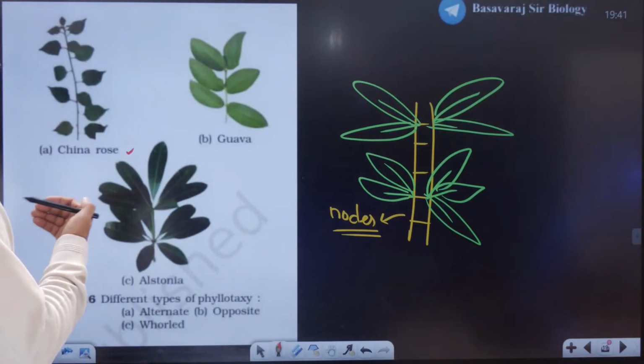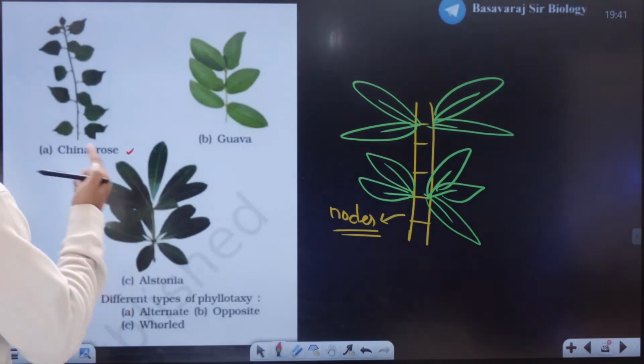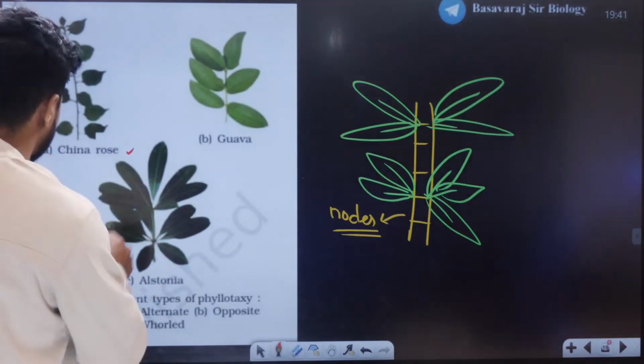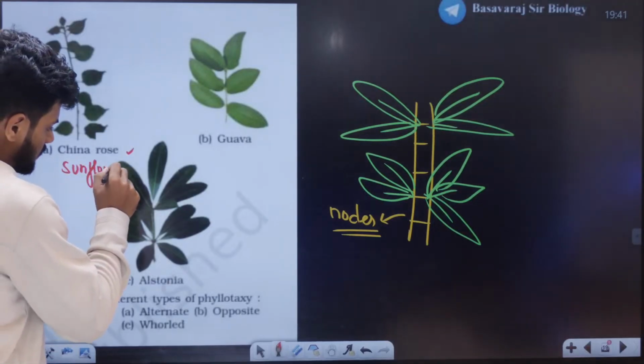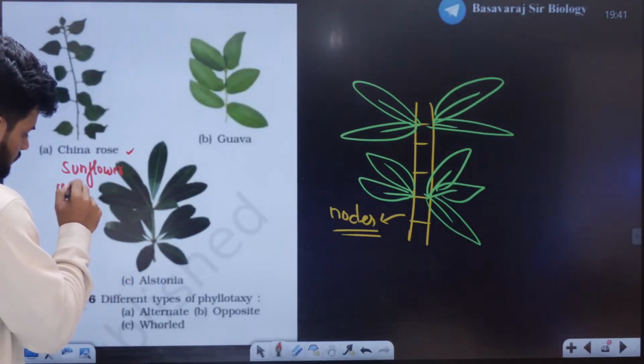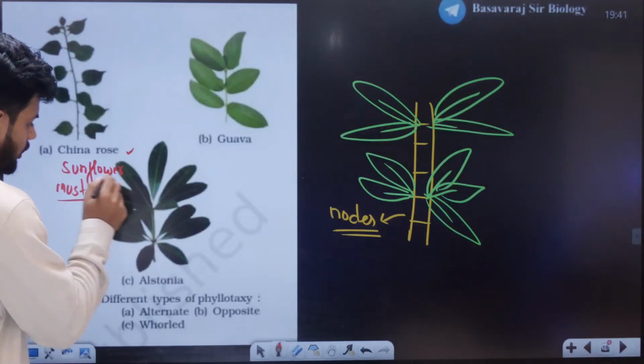China rose, one is from M, one is from S. China rose, mustard and sunflower. Sunflower and mustard. Come on, both army, let's come on. Next one.